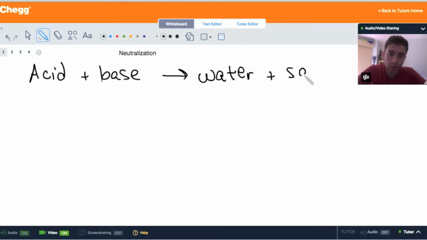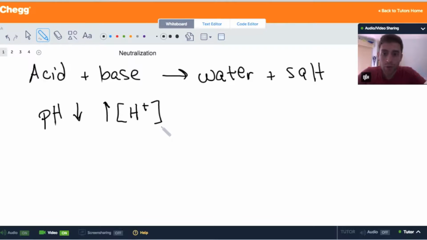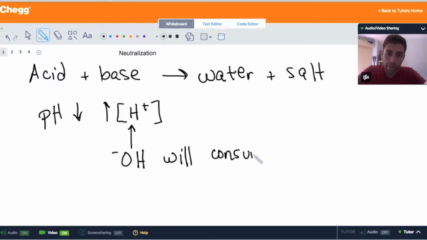This lesson is about neutralization, which is the reaction of an acid and a base to give you water and a salt. So neutralization occurs when, let's say, the pH is very low. We have a low pH due to high amounts of H+. So in order to neutralize this acid, we add base to consume the hydrogen protons. So OH- will consume H+, to bring the pH back to neutral, to bring it up towards 7.